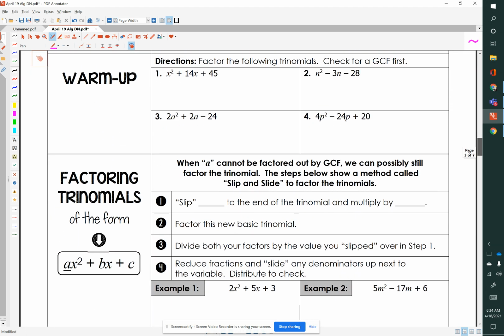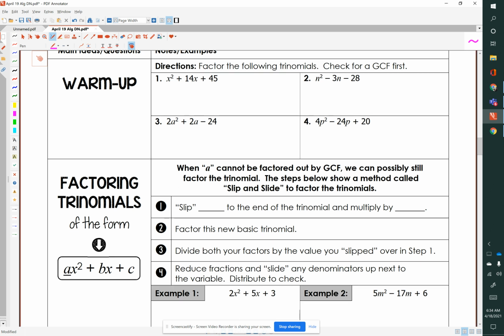So let's get started with our lesson. We're going to start with a warm-up. We factored trinomials before we went on vacation. And in doing so, we looked for two numbers that add to the b value. Remember, these are ax squared plus bx plus c. And remember, those pluses can be pluses or minuses.